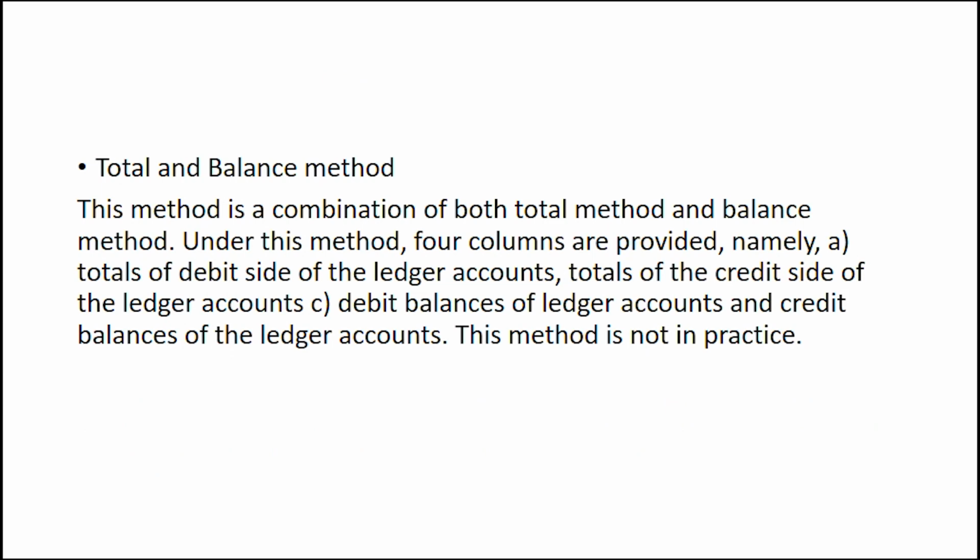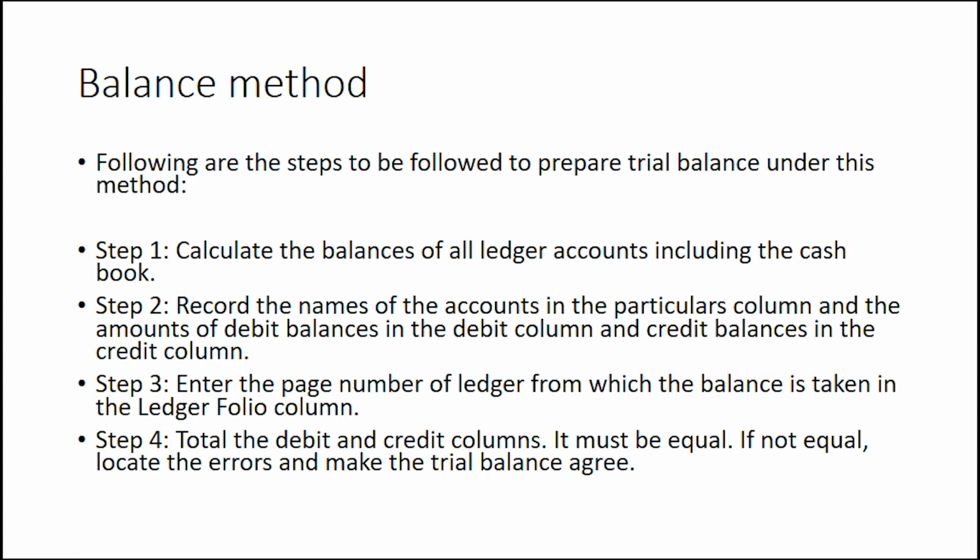There is a third method also, that is the combination of these two methods, total and balance method. So this is a combination in which we have all the information. We have four columns here. We have total of debit side, we have total of credit side, and then we have debit balances of ledger accounts, we have credit balances, and this method is also not much in practice now. So we have only one important method to focus here, that is balance method.